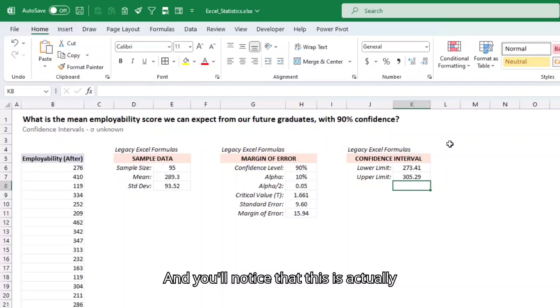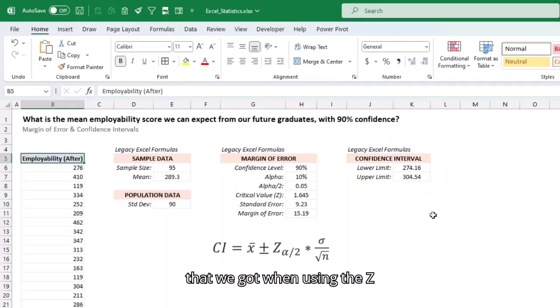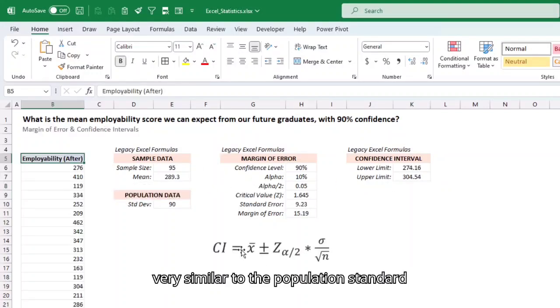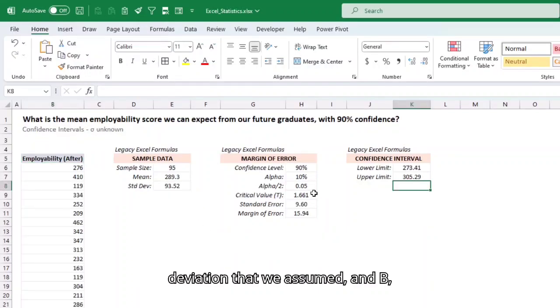And you'll notice that this is actually very similar to the confidence interval that we got when using the z-distribution. So instead of 274 to 304, we have 273 to 305. And the reason for that is that A, our sample standard deviation is actually very similar to the population standard deviation that we assumed, and B, our sample size is so large that the t-distribution that we're using is almost identical to the z-distribution.